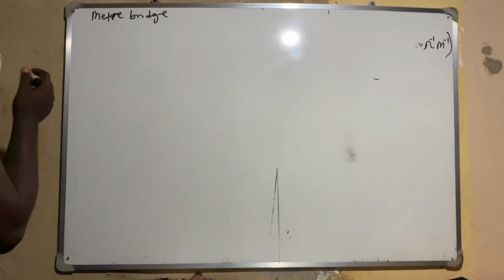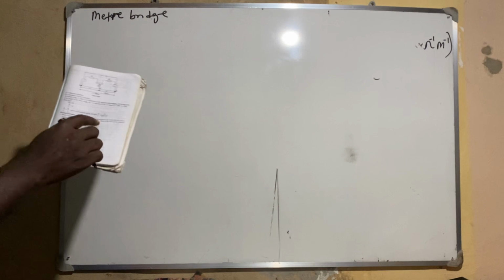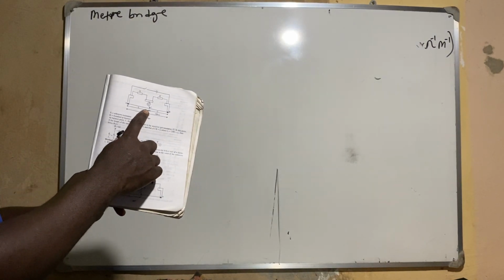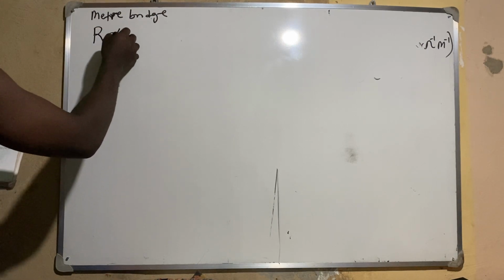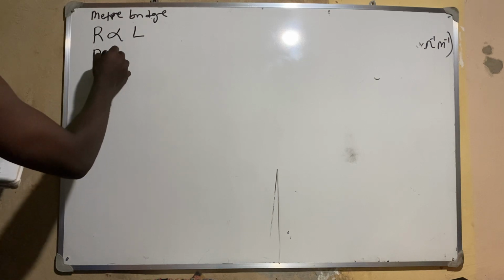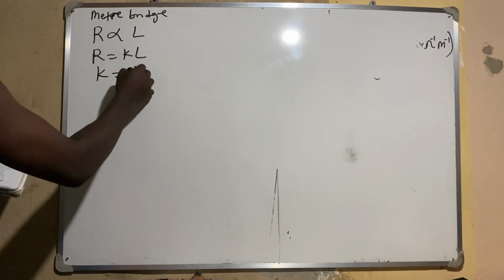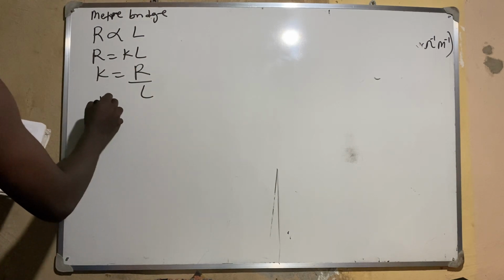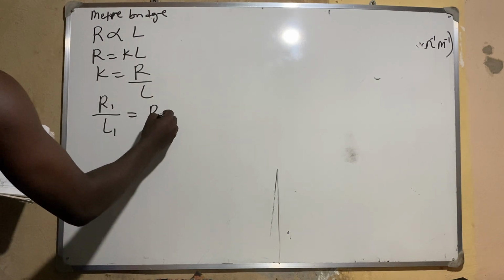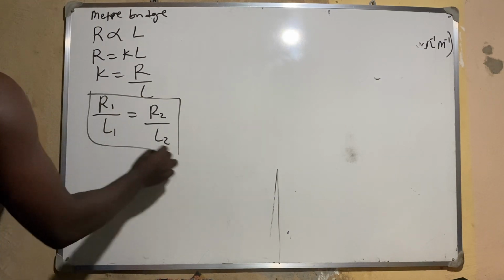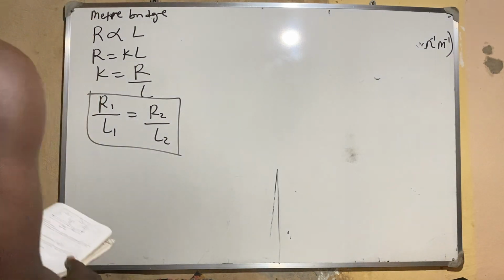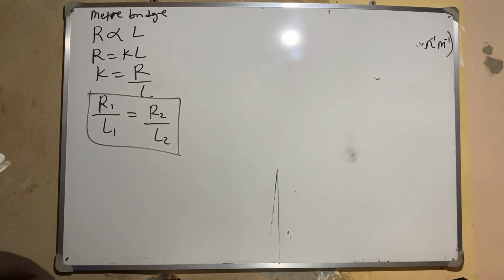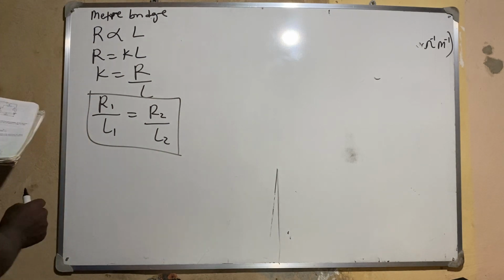For this particular one, please look at the diagram. You can draw it. This is based on the resistance R being directly proportional to L, so R is equal to a constant times L. So the constant is equal to R over L, which is R1 over L1 is equal to R2 over L2. This is the formula for the meter bridge. They will tell you in the question that it is a meter bridge, and you know that the total length of the meter bridge is 100.